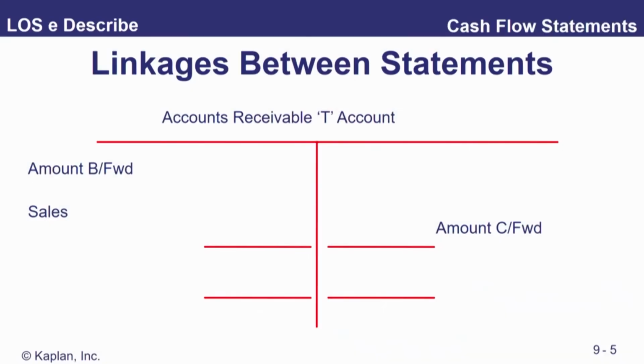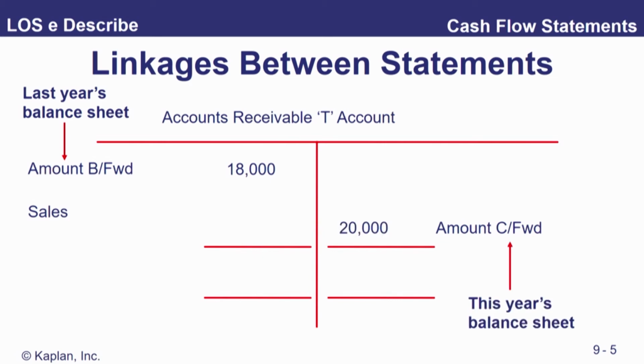Now, the idea here is we're going to use balance sheet information and income statement information to try and derive what the cash flow figure should have been. Because, of course, in our cash flow statement, we don't show sales, we show the cash collected from our customers. Well, let's have a look at our balance sheet data. So we've got last year's accounts receivable. So at the end of last year, customers owed us $18,000. And also, we've got this year's balance sheet figure. So at the end of this year, our customers owed us $20,000.